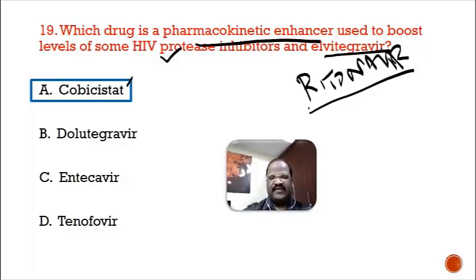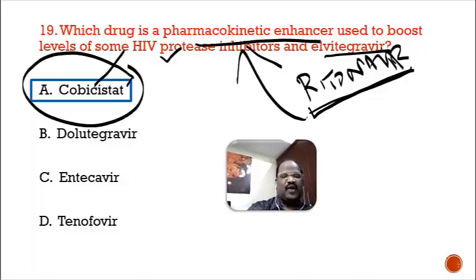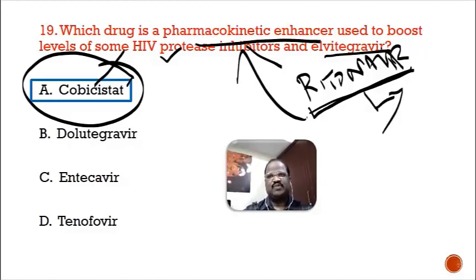Whereas ritonavir is useful mainly for boosting the level of protease inhibitor, whereas elvitegravir level is boosted mainly by adding cobicistat. And comparing to ritonavir, cobicistat is a relatively safer drug, but cobicistat as such has no antiviral activity. It is purely used as a pharmacokinetic enhancer, whereas ritonavir has antiviral action plus booster action. Both actions are there.